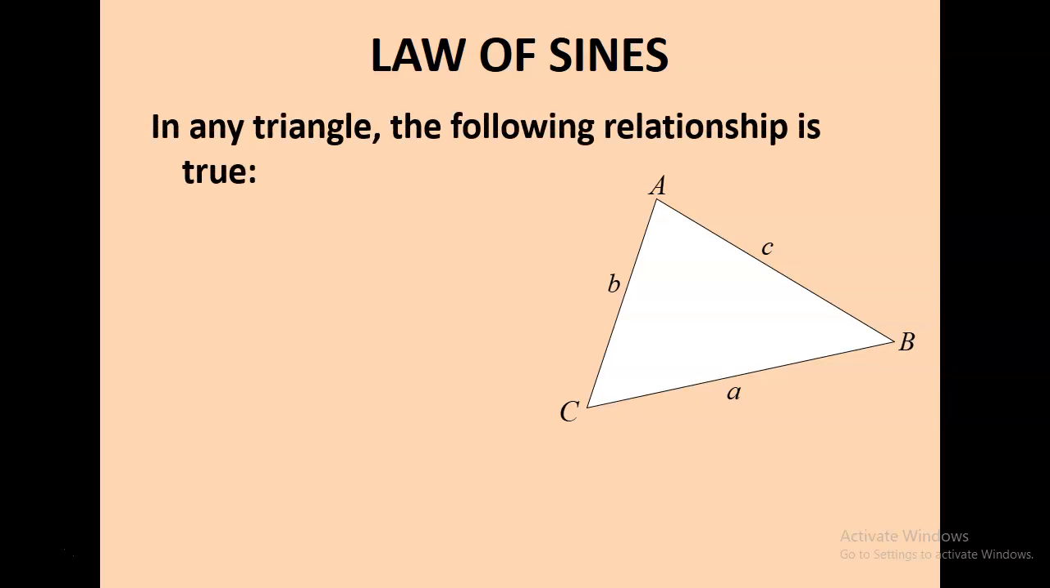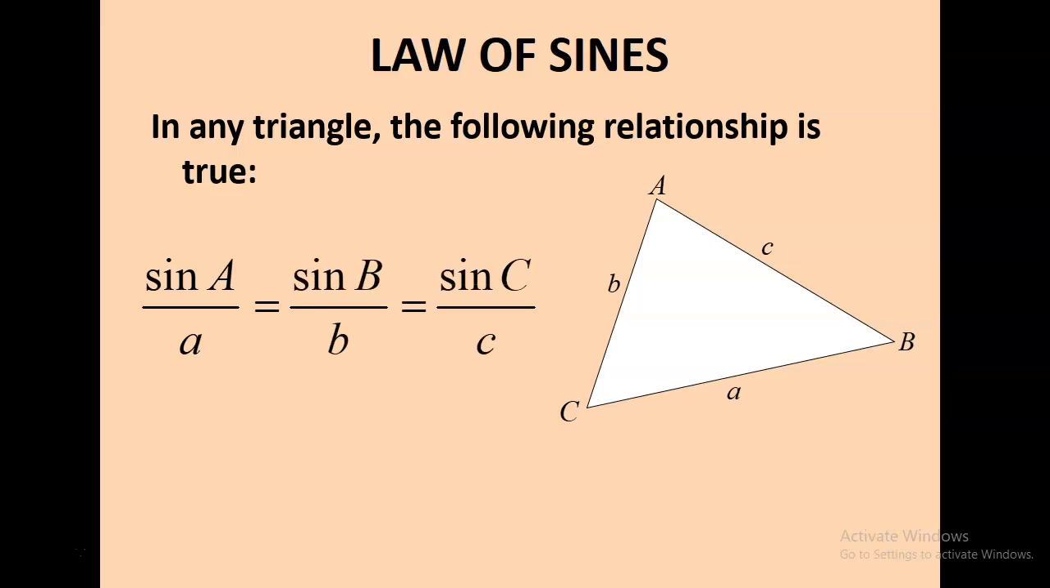So in any triangle, and it doesn't matter whether it's a right triangle or any other kind of triangle, acute triangle, obtuse triangle, anything, we are dealing with a situation where the relationship of an angle's sine value over its opposite side's measure is equal to that of any other angle. So the sine of A over the length of side A is equal to the sine of angle B over the length of side B, and the sine of angle C over the length of side C.